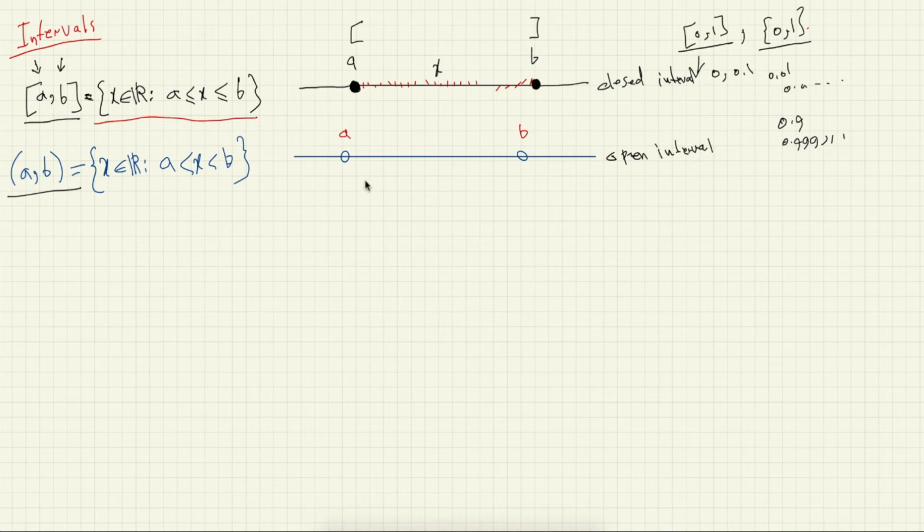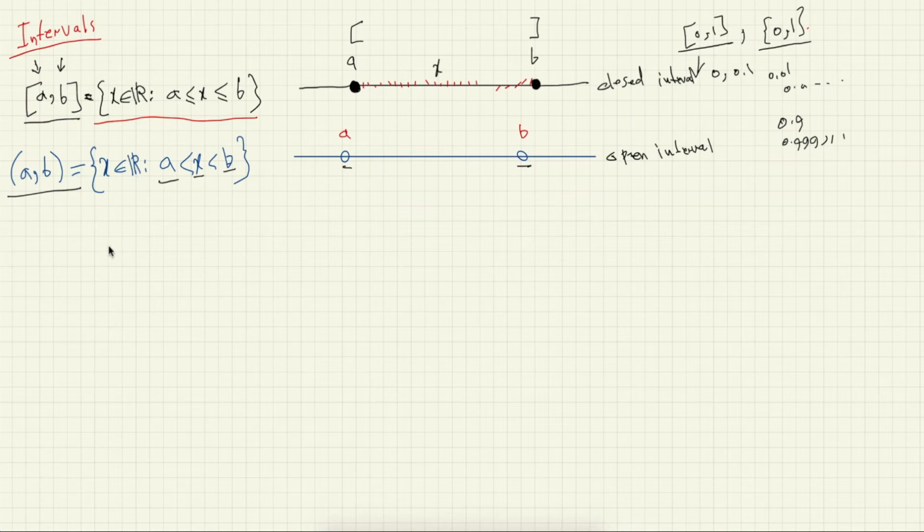Okay, it's the same concept. It contains all the real numbers surrounded by a and b, and they cannot equal a or equal b. So we're taking all the real numbers that are less than b and greater than a. That's the major difference between the closed intervals and open intervals.